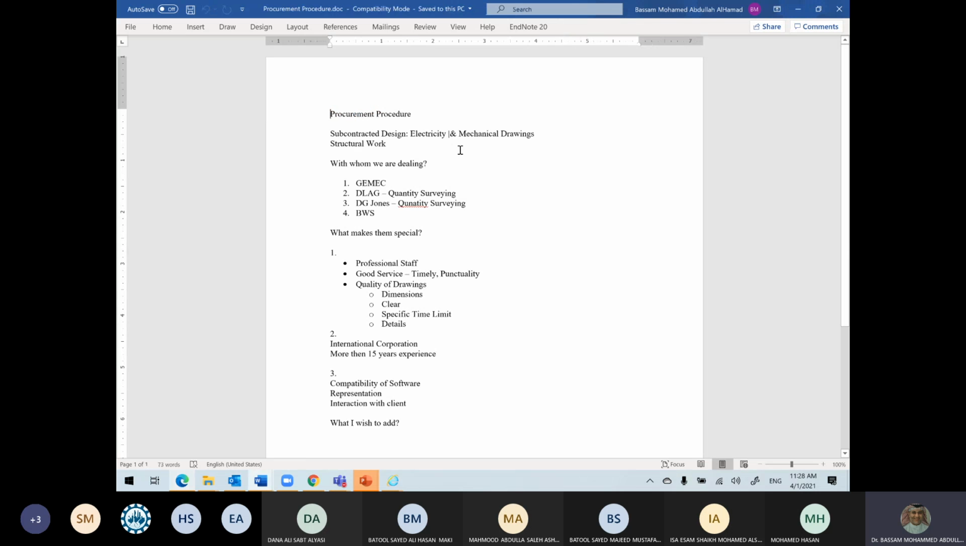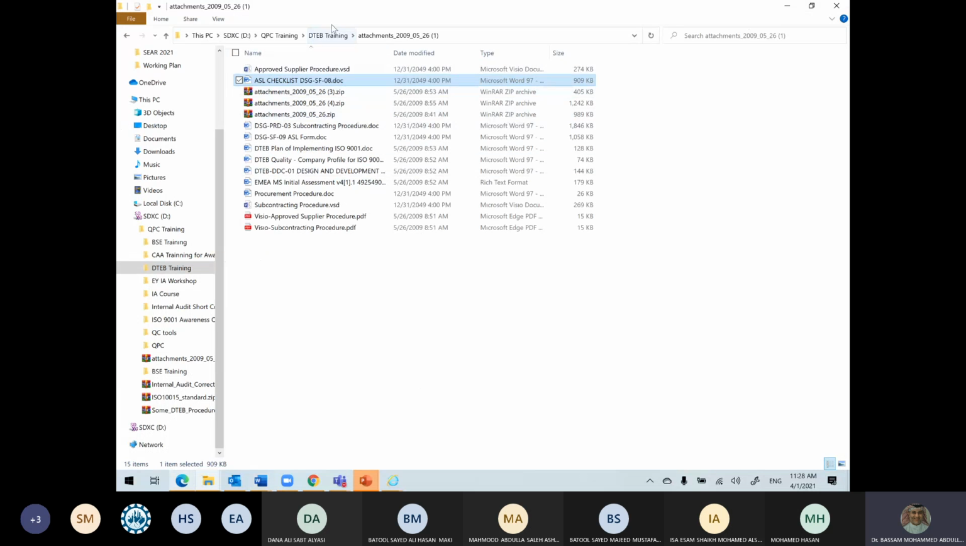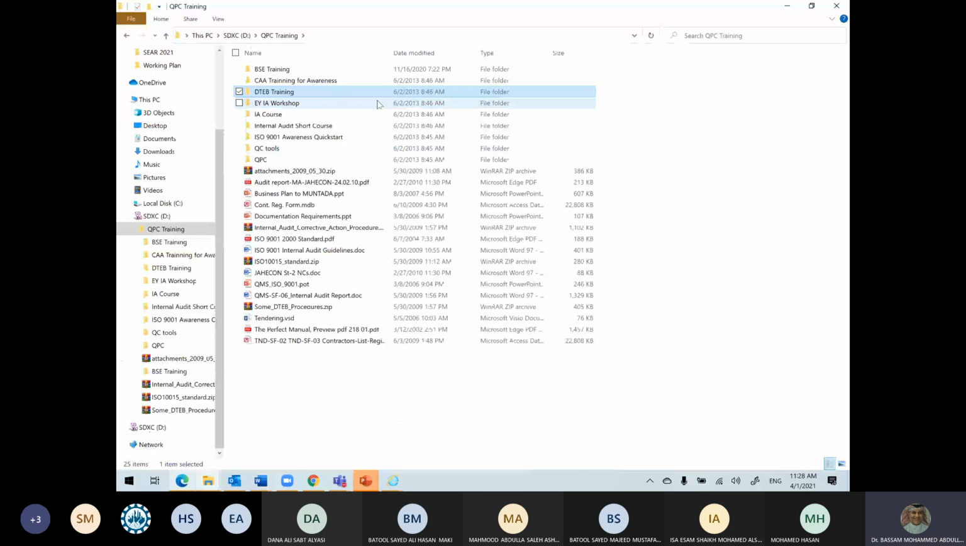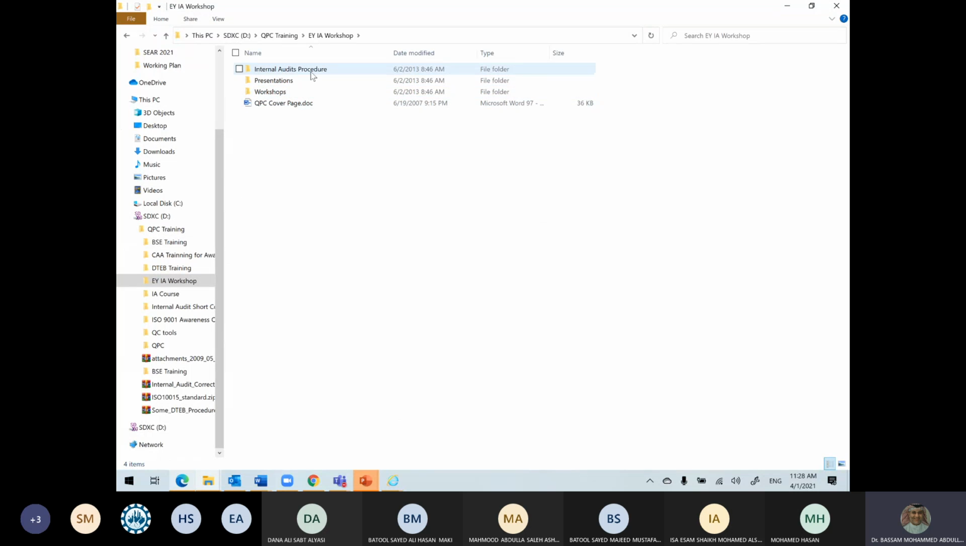So that is a good example for the DTEB for some kind of process maps that we have here. We can also go for more and more details if you want to see here.